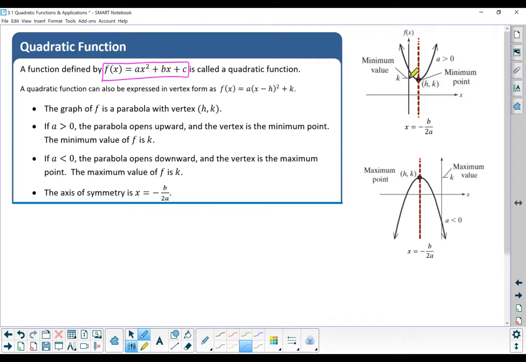A parabola that opens upward has a minimum value. A parabola that opens downward has a maximum value. We're going to be using the axis of symmetry extensively today.